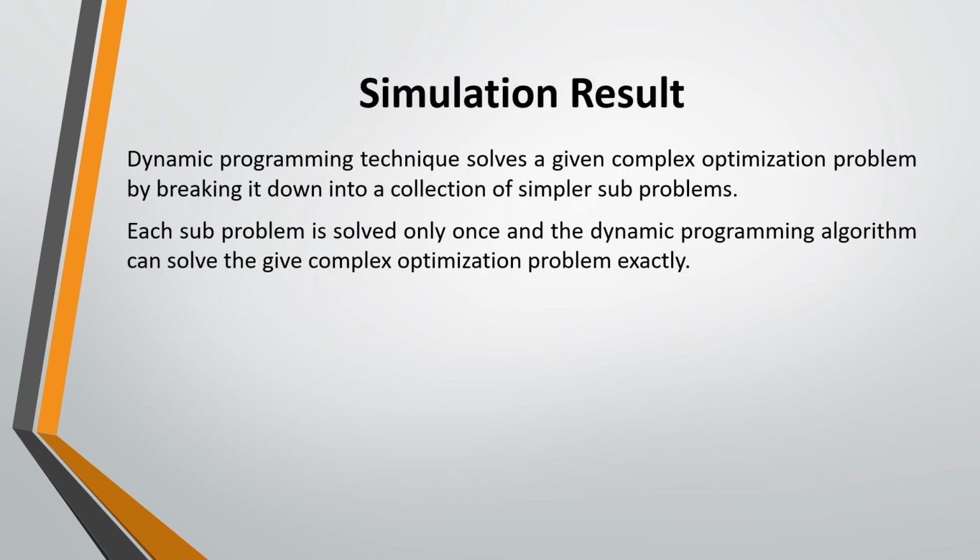Dynamic programming technique solves a given complex optimization problem by breaking it down into a collection of simpler subproblems. Each subproblem is solved only once and then the corresponding result is stored. Through examining and combining the previously solved problems, a dynamic programming algorithm can solve the given complex optimization problem exactly.